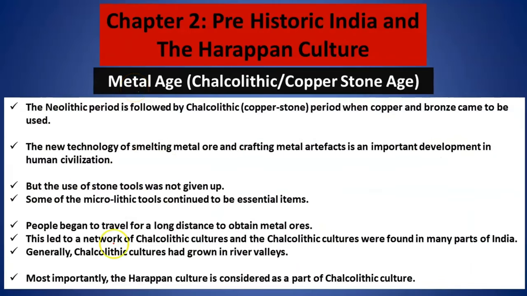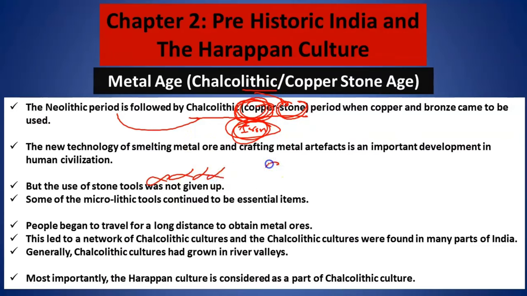After the Neolithic followed this Metal Age. In metal also, we call this the Chalcolithic age, that is, copper stone. Why copper? Because iron is not yet discovered. First, copper and bronze were discovered. Sir, why is it still written as Chalcolithic? Lithic means stone. Yes, because they have not given up on stone tools. Along with those metals, they were still using stone tools also. I hope this point is clear.